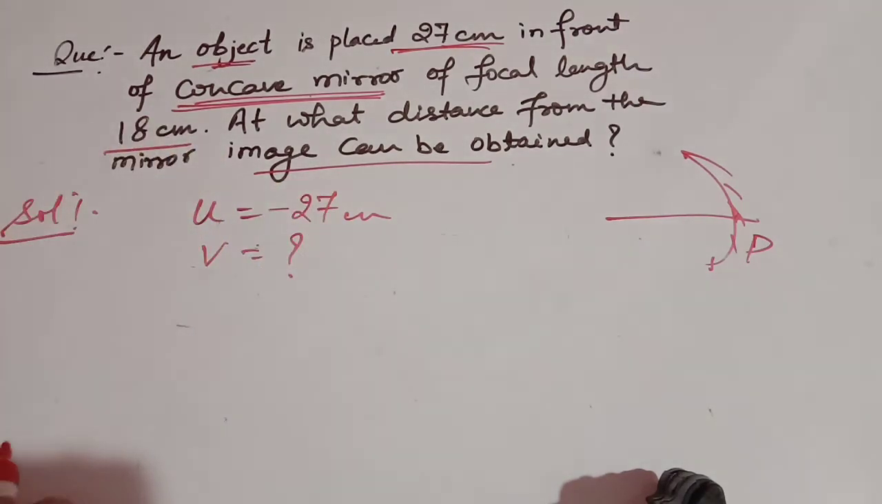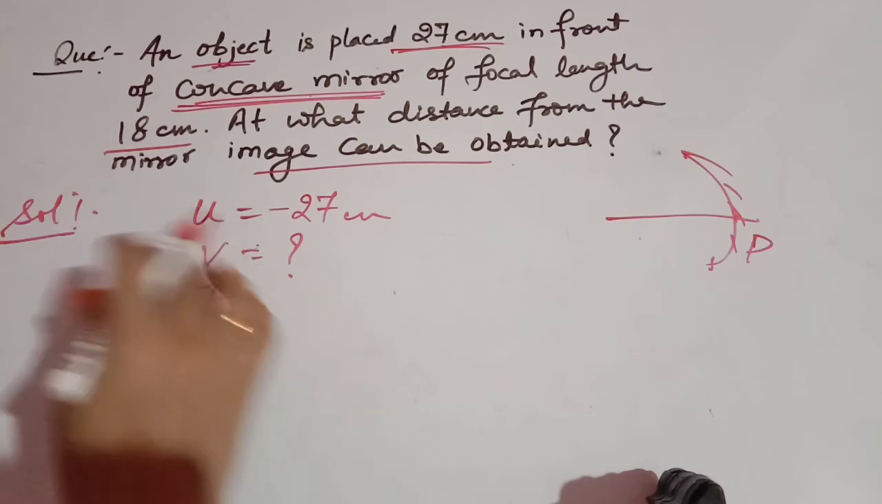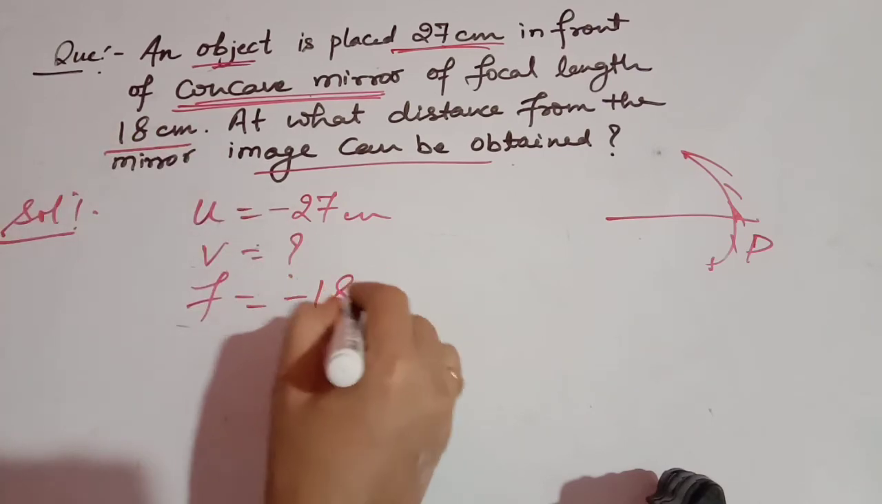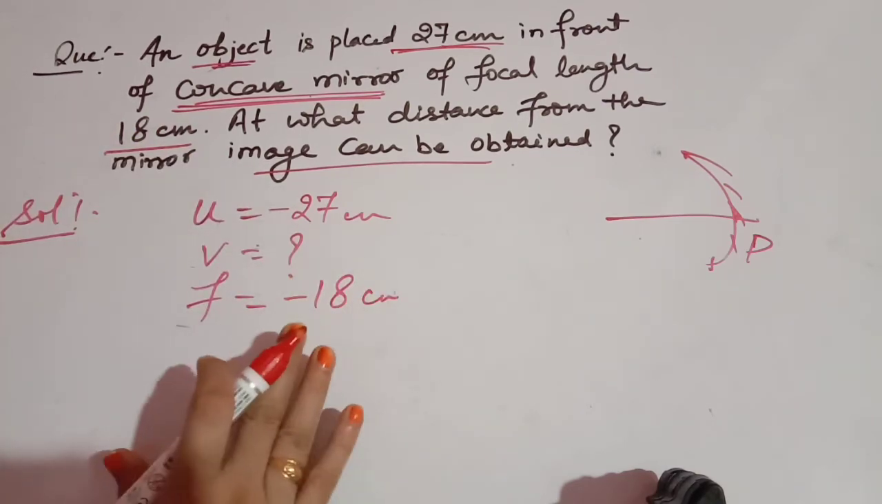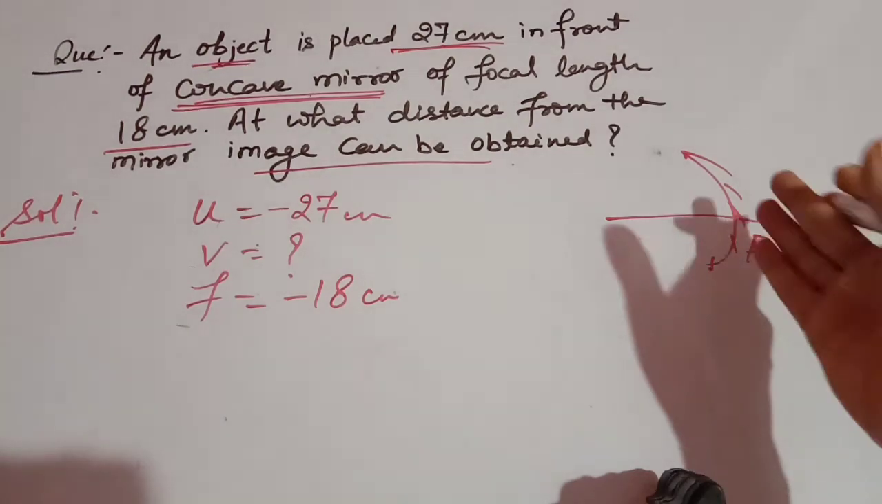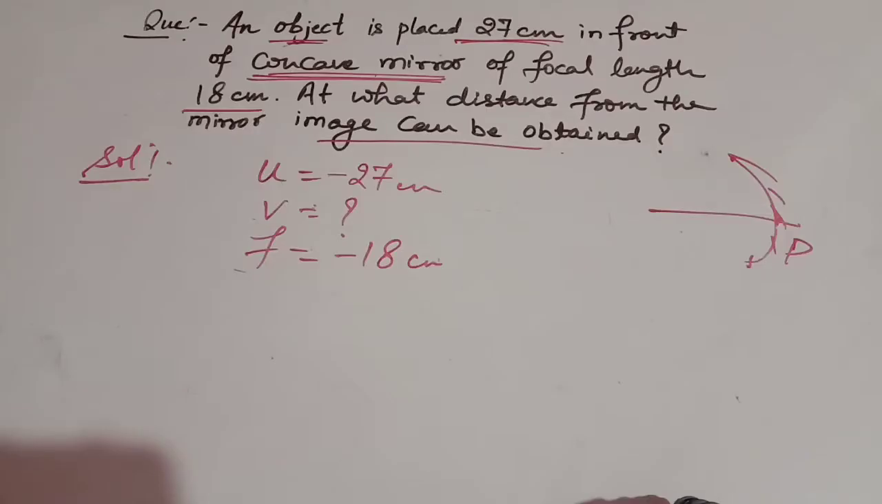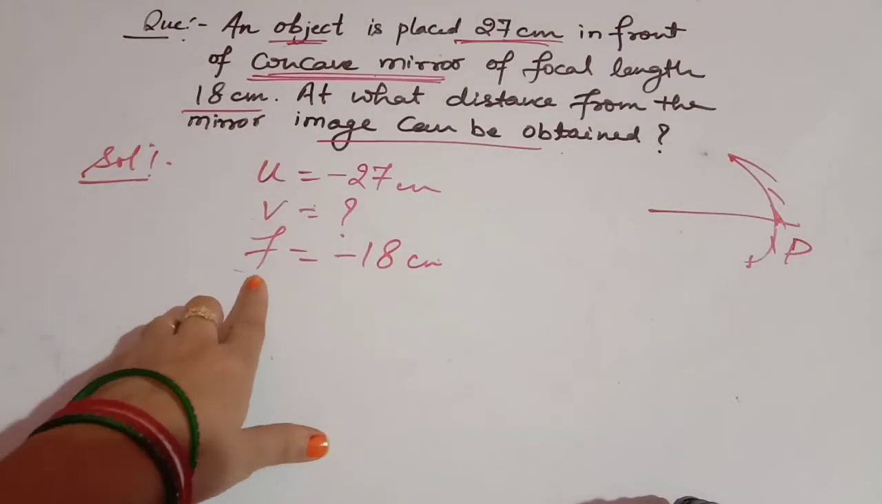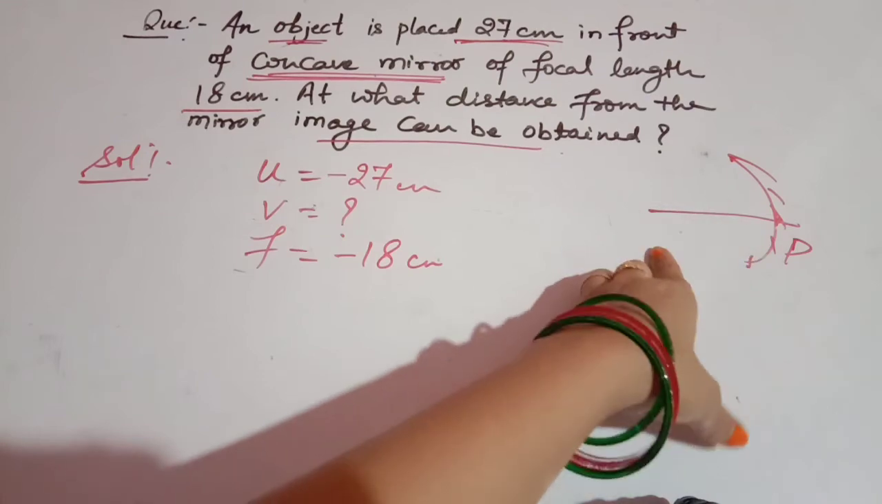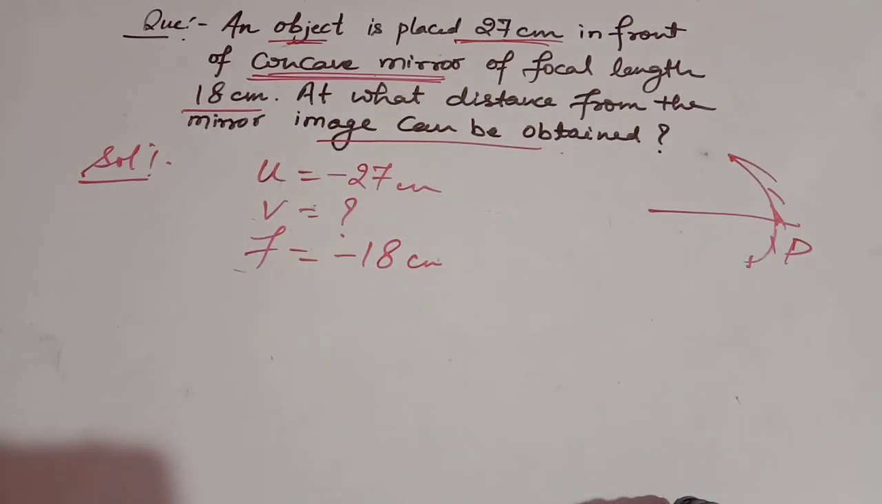Next, the given focal length F. F is equal to what? 18. It will also be minus 18 centimeter. Why will it be minus? Because the focal length is also towards the left from the pole, so it is minus. It will be clear why U is negative and F is negative, because both are towards the left side from the pole. Now use the formula.